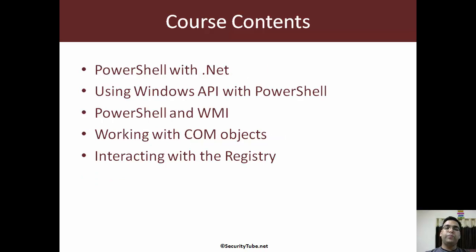Then we move on to PowerShell with .NET, where we see how to extend the functionality of PowerShell with the help of .NET, how to use .NET code and classes and assemblies etc. in your PowerShell code. Then we move on to using the Windows API with PowerShell. After that, PowerShell and WMI is discussed. After that, how to work with COM objects, how to create instances of applications on Windows, and then interaction with the registry is discussed.